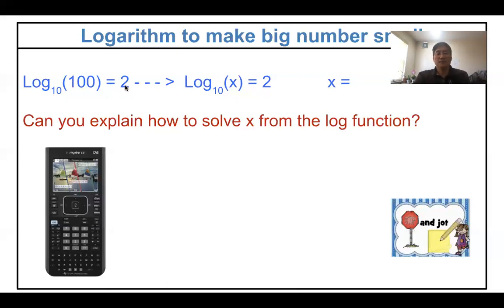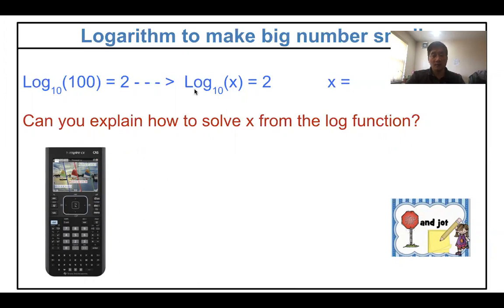But now, you have log base 10 and in the parentheses x is equal to 2. If you compare with the previous one, we know the answer will be x is 100, right? But now we will learn how to solve this algebraically. So what's the first step? We need to change this into another format, because x is in the parentheses of the log. We cannot solve it as it is by using the calculator.